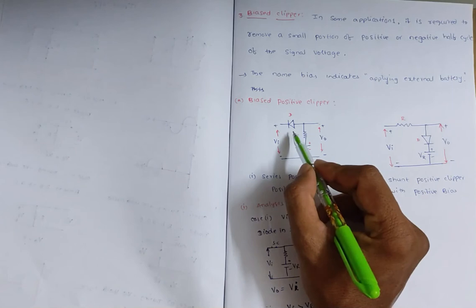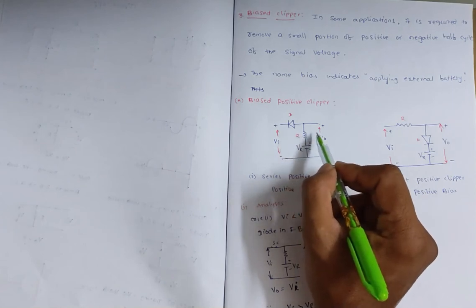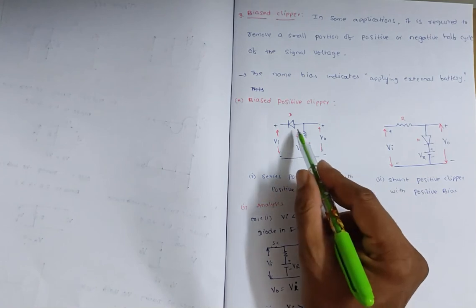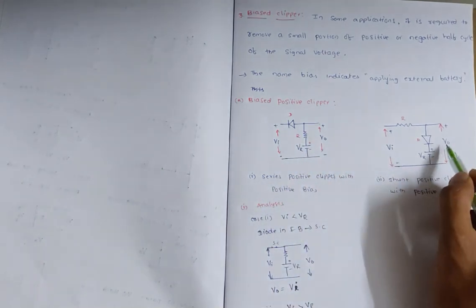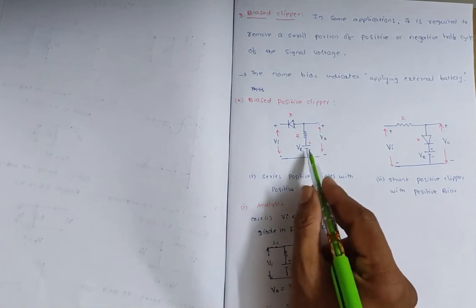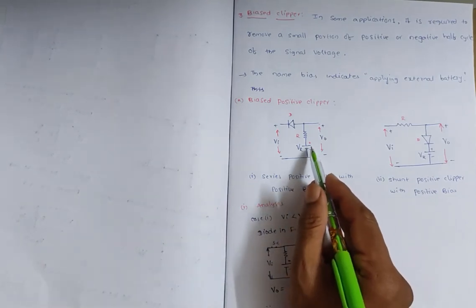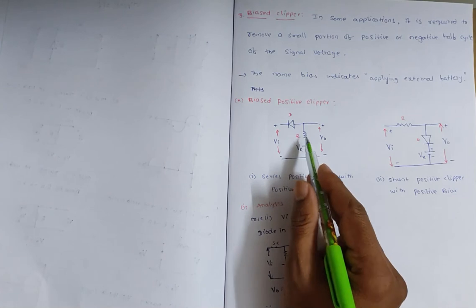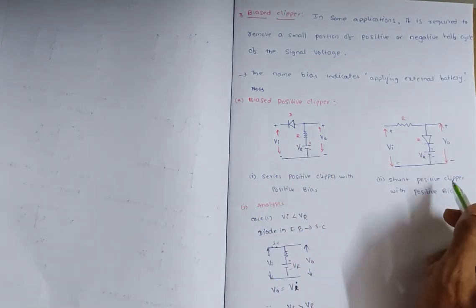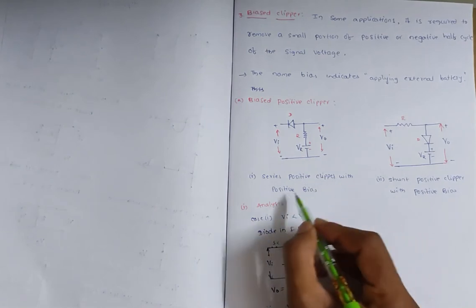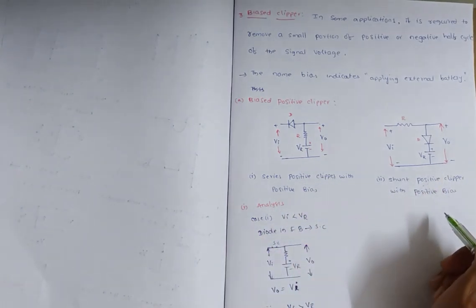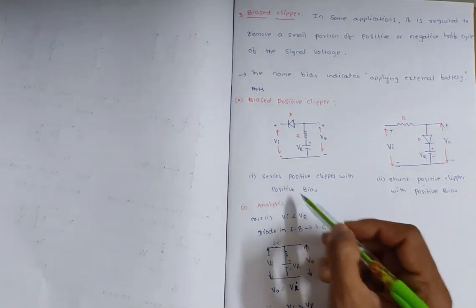So this biased positive clipper circuit is series. Why? Because here we are taking output in series with the diode, and here output is shunt with the diode. So this is series positive clipper with the positive bias. That means we are applying the positive potential to the diode, and here we are also applying the positive potential to the diode. So it is series positive clipper with positive bias, shunt positive clipper with positive bias. So we'll analyze the circuit first here.